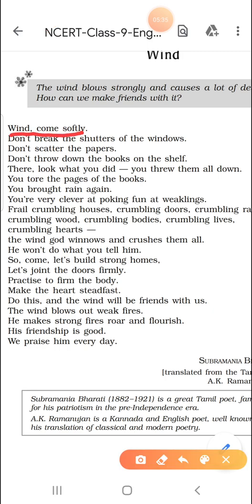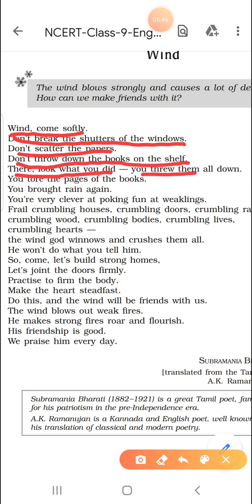Wind, come softly. Don't break the shutter of the windows. Don't scatter the papers. Don't throw down the books on the shelf. There, look what you did. You threw them all down. You tore the pages of the books. You brought rain again. You are very clever at poking fun at weaklings.